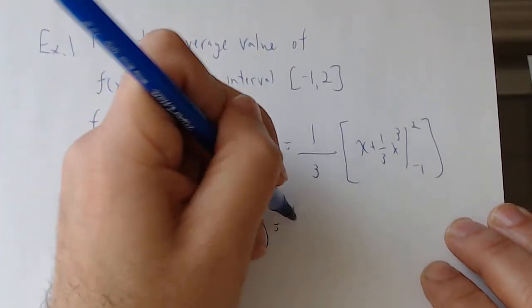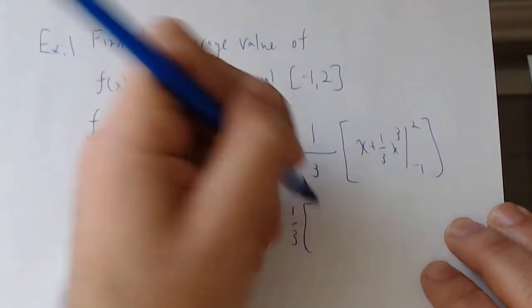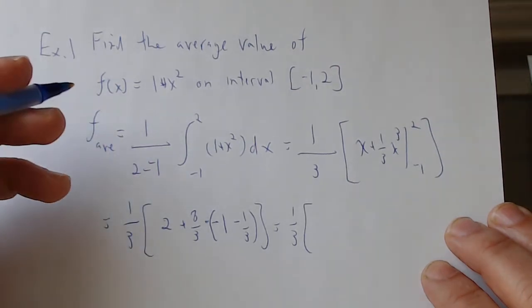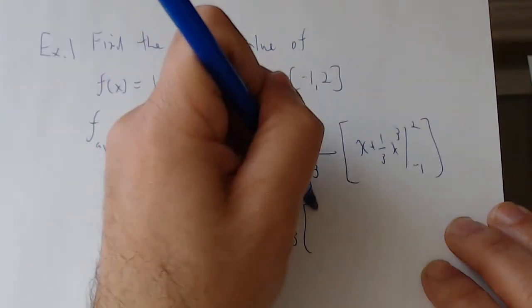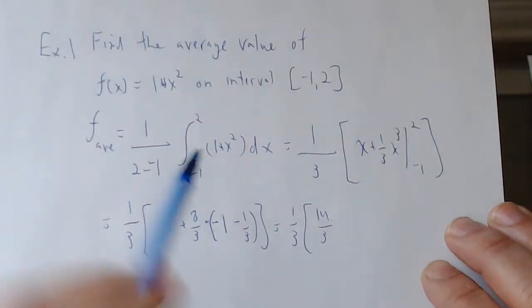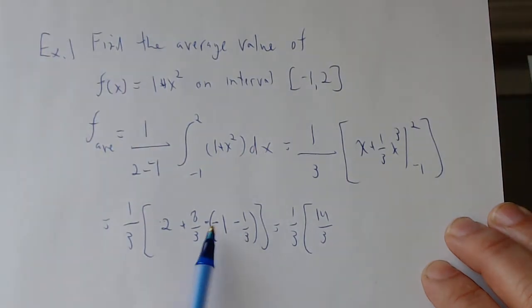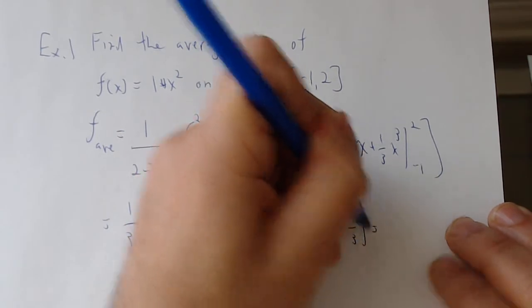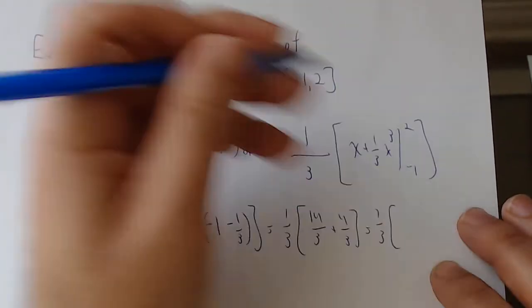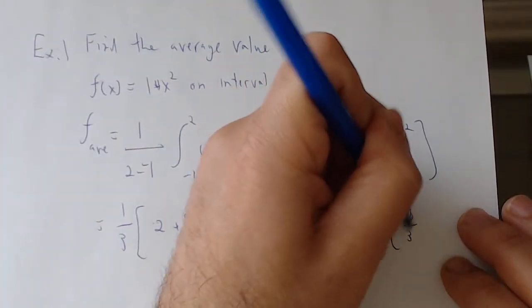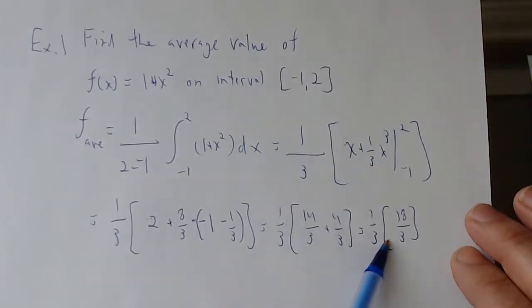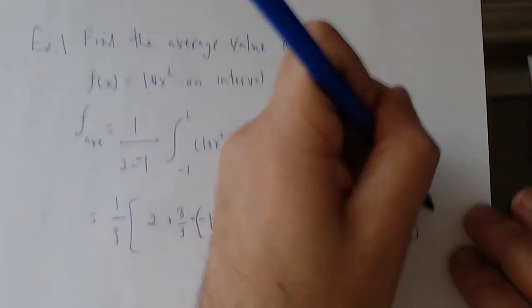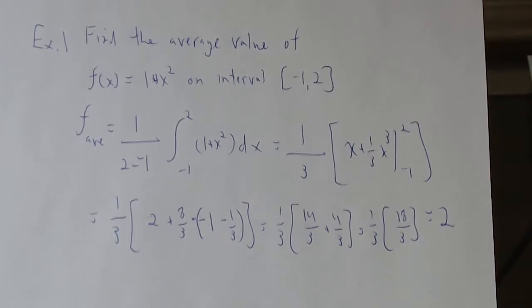which equals 1/3 times 2 plus 8/3. What is that? That's 14/3. And then minus 1 minus 1/3, that's negative 4/3 with a negative. It'll be plus 4/3, which becomes 1/3 times 18 over 3. And this becomes just 2. Okay, so what are we saying?